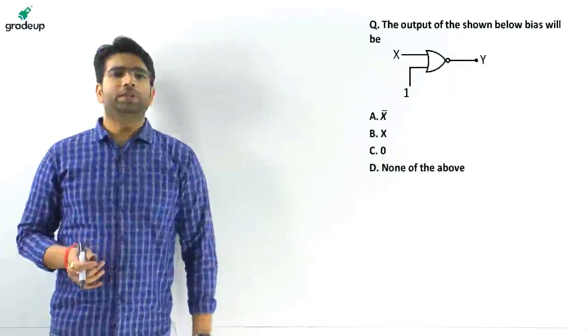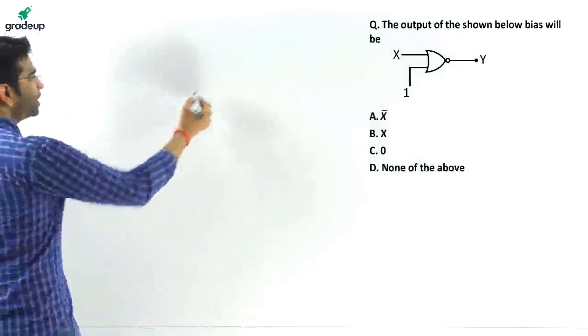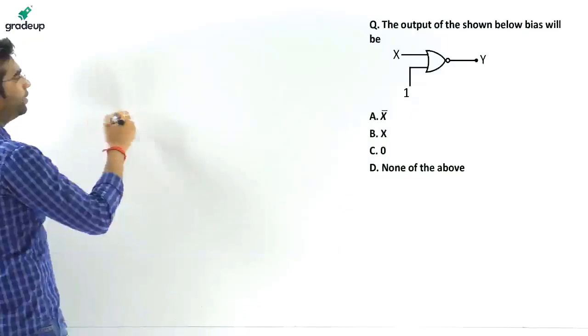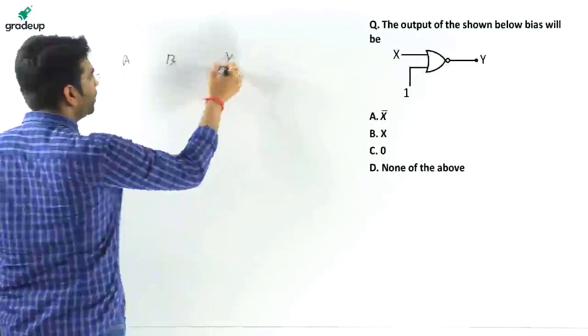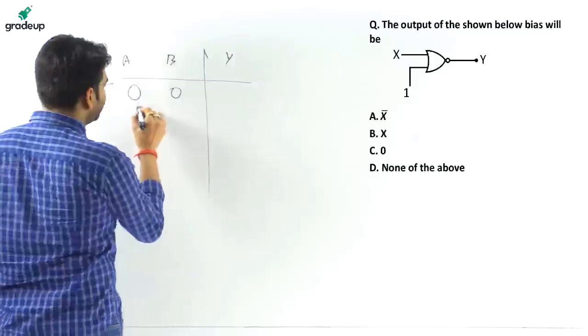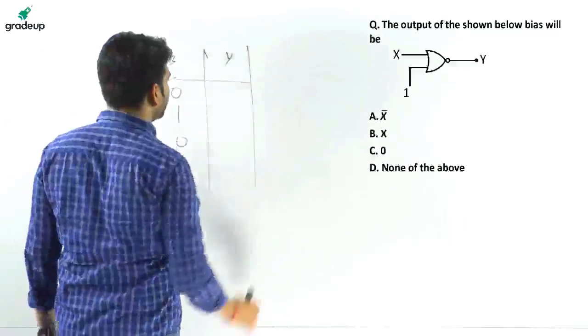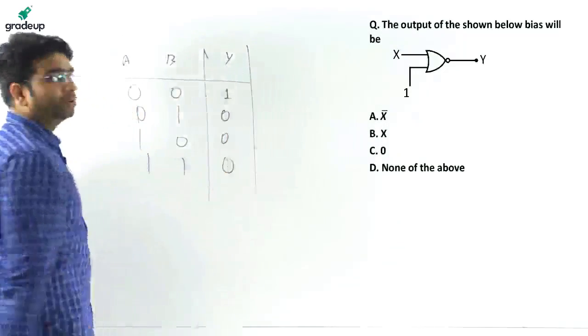The output of the circuit shown below will be, okay, it is a NOR gate. For a NOR gate, we will draw A, B, and the output Y. Okay, I want answers from you all before I solve it. For a NOR gate, the output will be high for this position, else it will be 0.